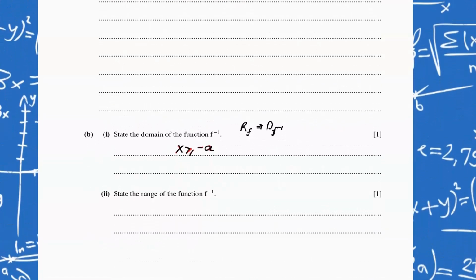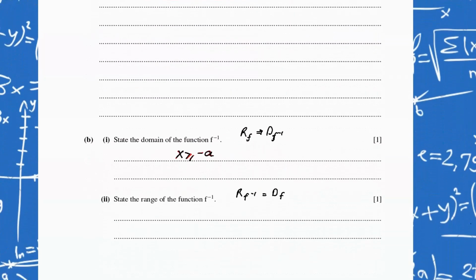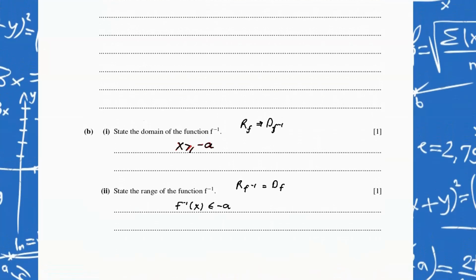Next up, they say we should find the range of f inverse of x. All right, so for the range of f inverse, it is the same as the domain of the original function. And the domain of the original function was x is less than or equal to -a. So basically it will be f inverse of x is less than or equal to -a. So simply like that, and that's how we do it for this particular question.